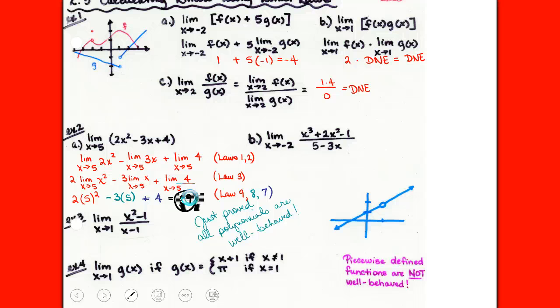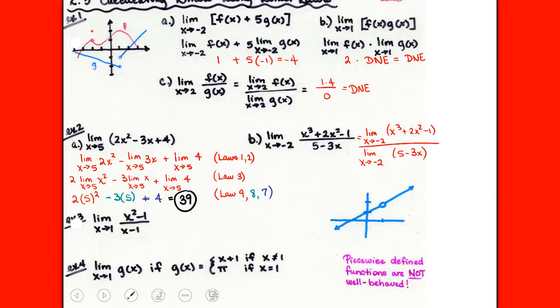Because when I get over to b, I have a fraction. So law number 5 gave me the right to say if you've got a fraction, you can rewrite it as the limit of the numerator over the limit of the denominator. In a rational function, what are my numerator and denominator? Like, what's x cubed plus 2x squared minus 1? A polynomial, right?